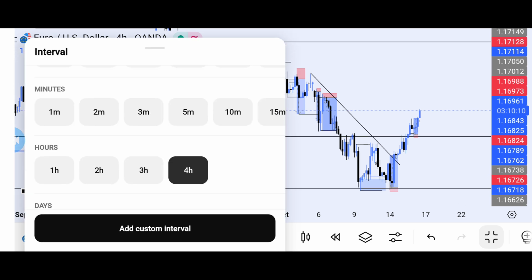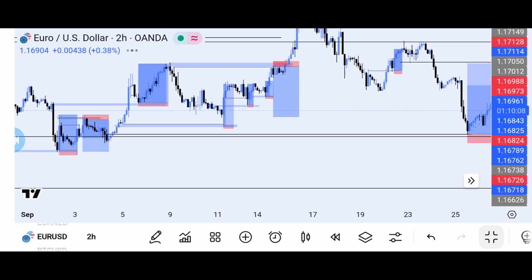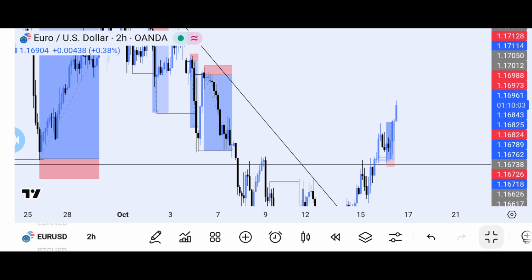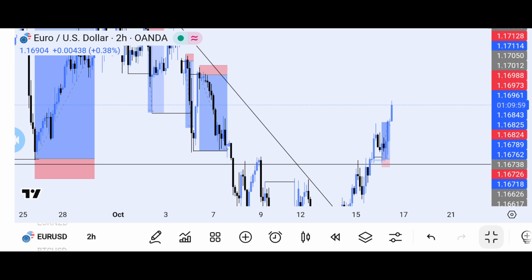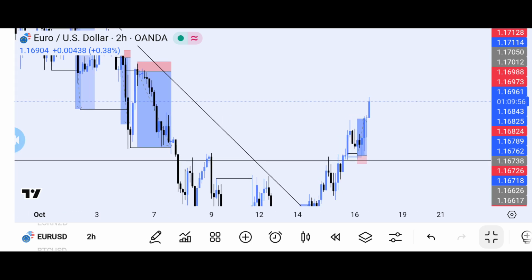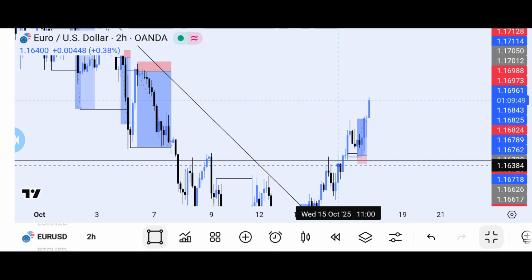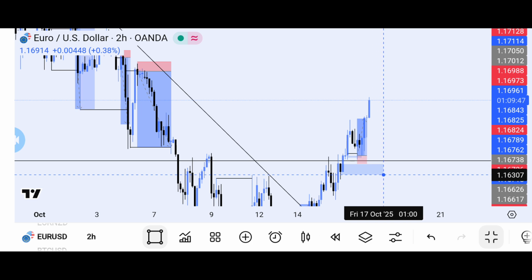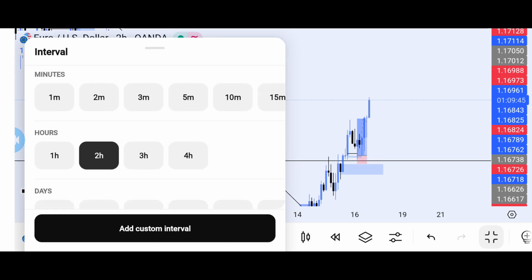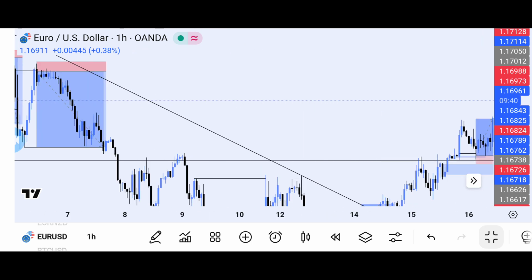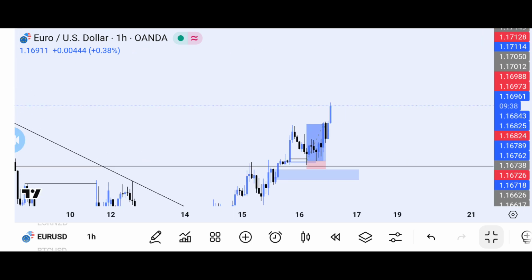I came down to my 2-hour time frame to look for points of interest. My point of interest was on my resistance level, but it wasn't valid yet. So I came down. Initially, this was my order block. So I spotted this as my order block first. This was what I spotted. And I came down to my 1-hour time frame. So in my 1-hour time frame, that is when I saw a valid order block.